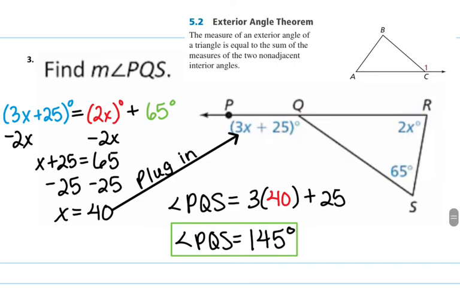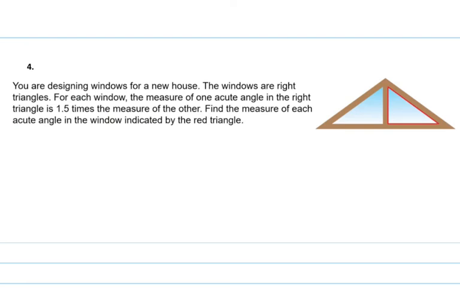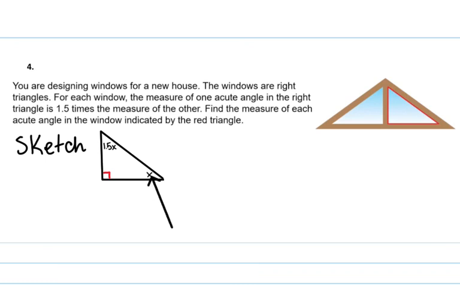All right, I'm going on to number 4. You are designing windows for a new house. The windows are right triangles. For each window, the measure of one acute angle in the right triangle is 1.5 times the measure of the other. Find the measure of each acute angle in the window indicated by the red triangle. So the red triangle is right here. And first thing we're going to do is sketch what they just told us. So we are going to make that 1.5 times the measure of the other. So if we put x in the corner here, 1.5x would go in the other corner because it's 1.5 times bigger.